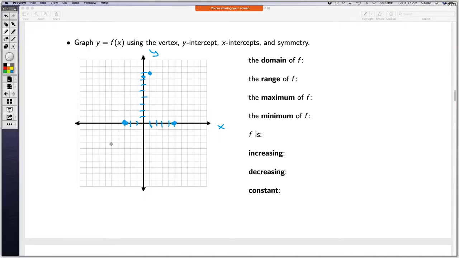Now we're going to connect that with what shape? Well, it's a quadratic, so the shape is going to be a parabola. Let's see if I can manage this. That's a pretty terrible parabola. And it comes down this way. Looks like I missed it there. We'll write parabola there.